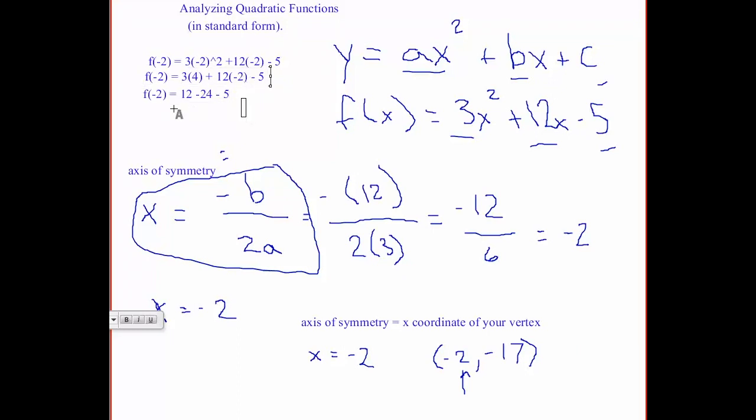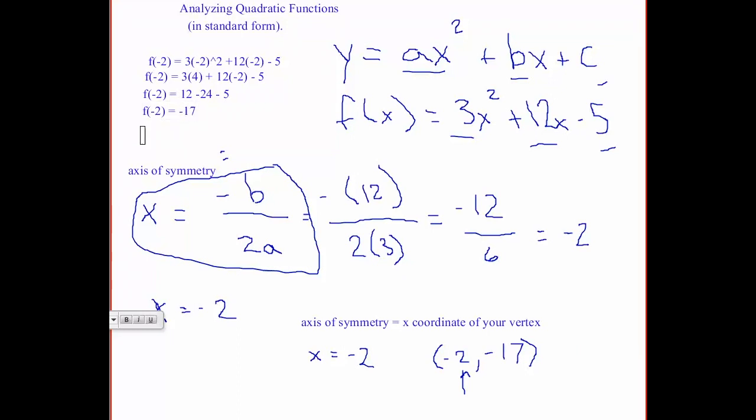And finally, once we have all that, when we have addition and subtraction, we work it from left to right. So 12 minus 24 is actually negative 12. And negative 12 minus 5 does equal negative 17. So that just means that we proved where the vertex would be located. When x is negative 2, the entire function ends up equaling negative 17.